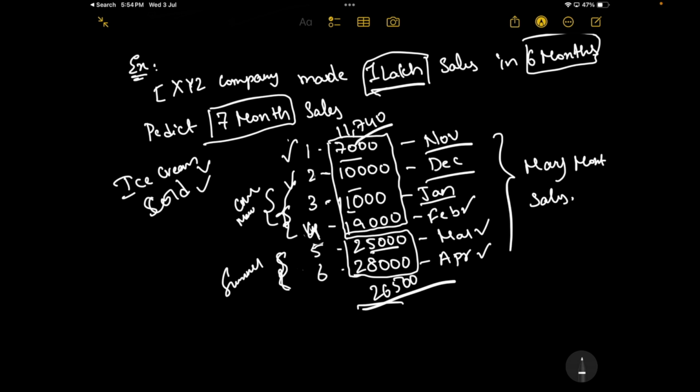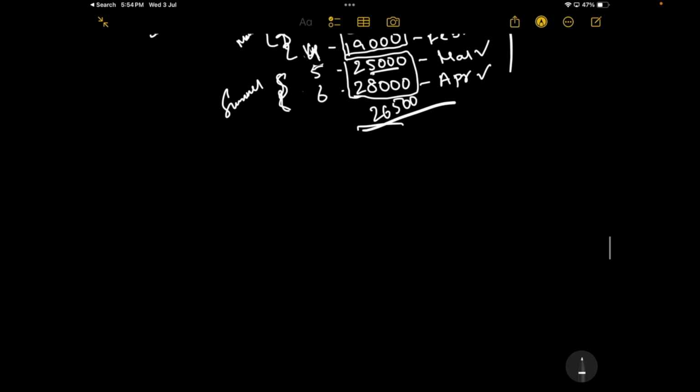Okay, so these are the things we are having. We are having this data. Now we need to predict the 7th month sales. Let's jump in and we'll do that. We'll work out a solution for this. First, we need to know what the variance formula is.